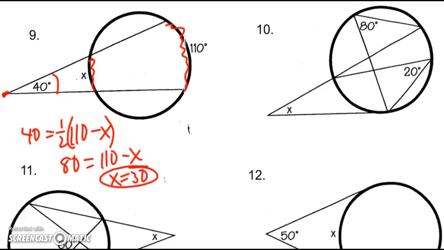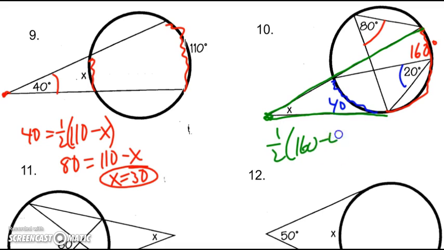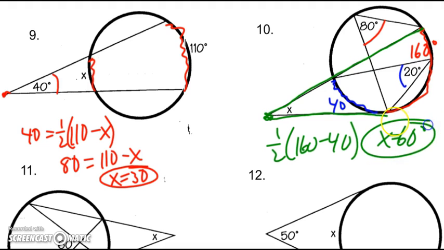For number 10, we use some inscribed angle stuff first. So because this angle is 20 degrees, I can find out that this arc is 40 degrees. With this inscribed angle of 80, I can find out that its corresponding arc is 160 degrees. I now have enough information to do the angle x that I was looking for, where it's a vertex that is outside of the circle. I can set it equal to 1/2 of 160 minus 40. And get that x is 60 degrees.